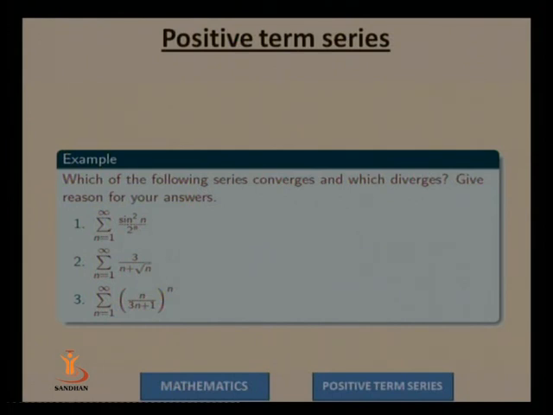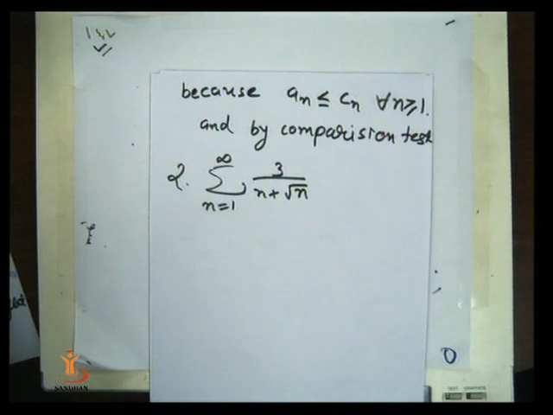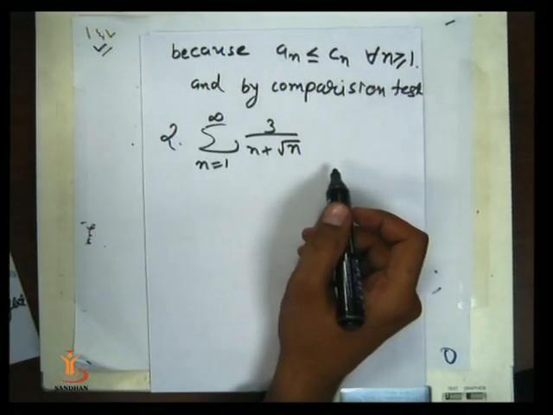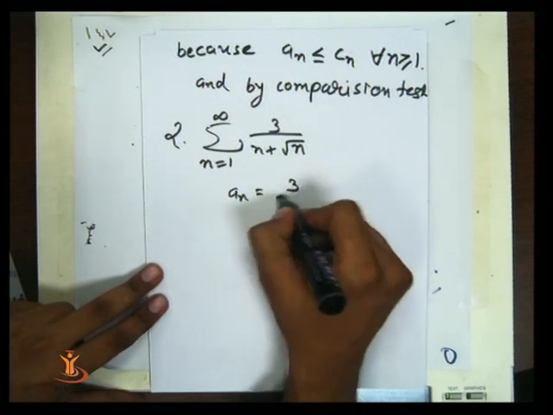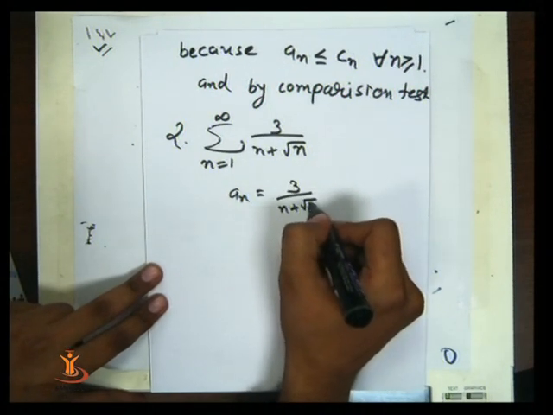Summation n equals 1 to infinity of 3 upon n plus square root n. So this is our second example. For that second example, we have a_n equals 3 upon n plus square root n.